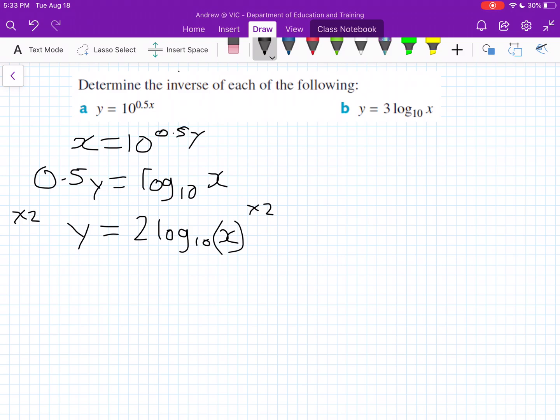Just remember, if your function is represented as f(x) and it asks for the inverse, that's f negative 1 of x. So just remember that if it's in the form of a function.